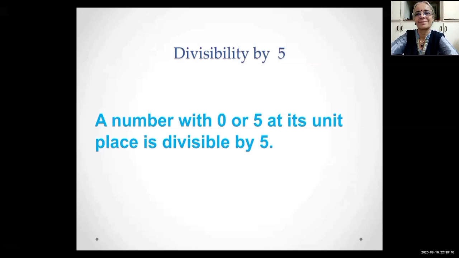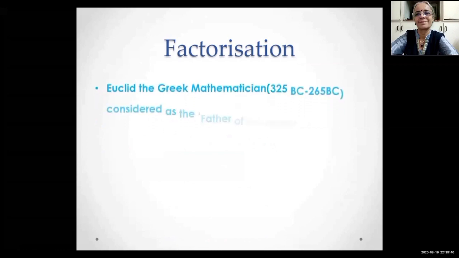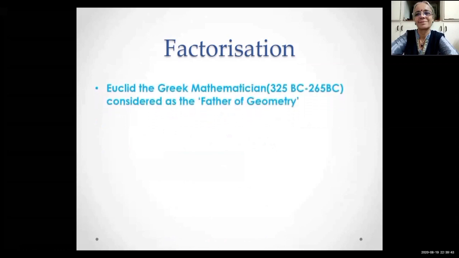Here we will recall these three and we will practice factorization. So now children, let's discuss something about factorization. You know, there was a Greek mathematician whose name was Euclid. He was born in 325 BC and he died in 265 BC. During this period, he worked a lot on mathematics. He was known as the father of geometry.